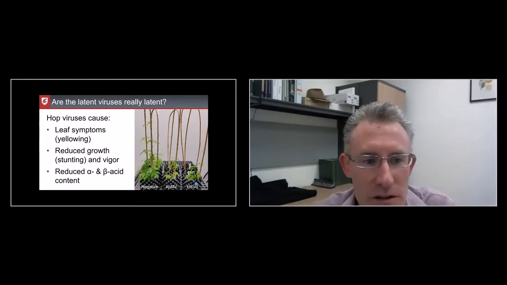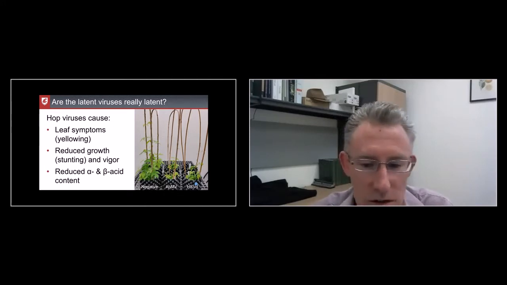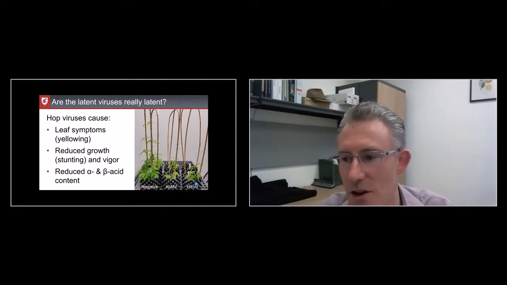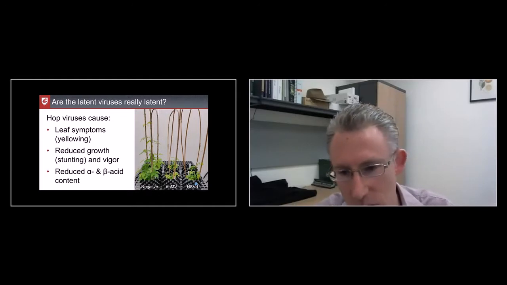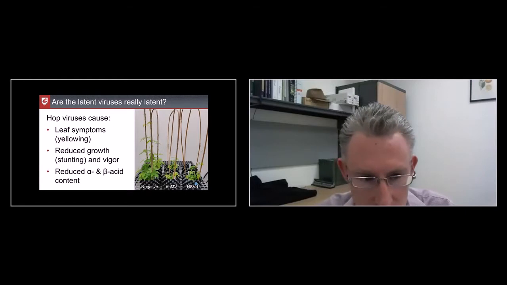Hop viruses, as I said on Monday, cause a range of symptoms or diseases on hop. These include leaf yellowing, reduced growth and stunting or reduced vigor, and reduced alpha or beta acid content on the cones. So they affect the productivity and yield of the plant. And once you get a virus, you can't do anything about it except rip out the plant and burn it. There's really no way of treating an infected plant other than to get rid of it. So for that reason, we really try to understand what these viruses are doing.